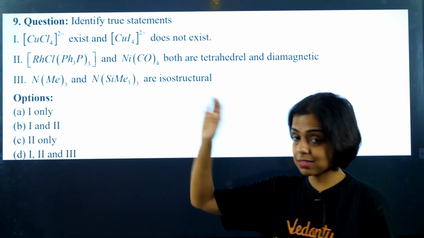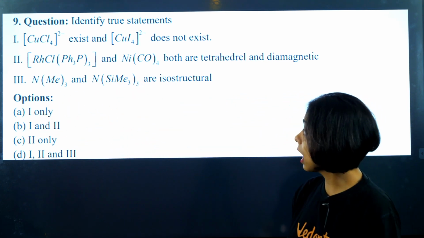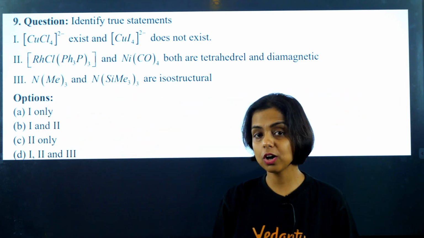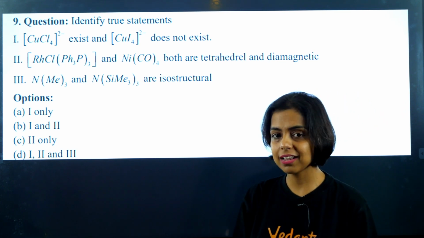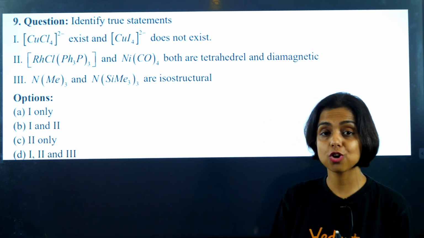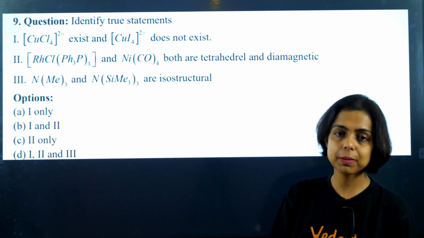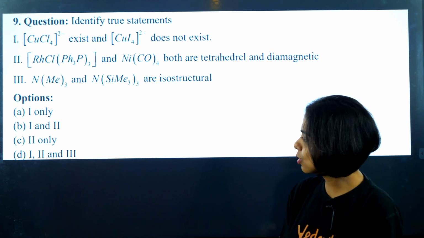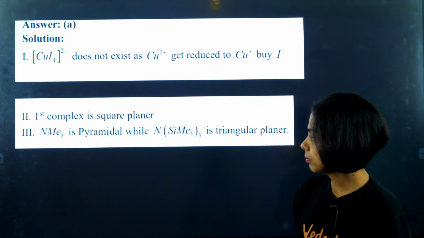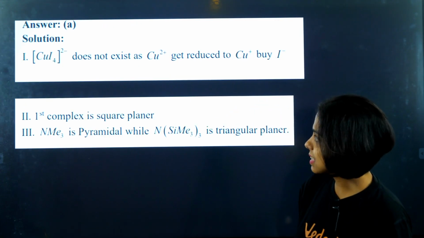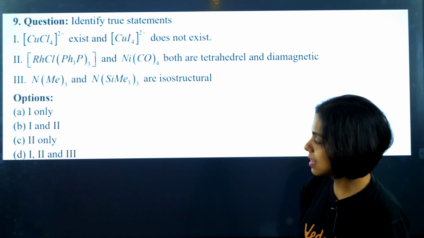Trimethylamine and trimethylsilylamine, are they isostructural? Of course not, because one is pyramidal and the other is not pyramidal because of back bonding, d pi p pi back bonding. So that is also not true. So the only option that is true is 1. Right? Yes, guys. So the answer is A.